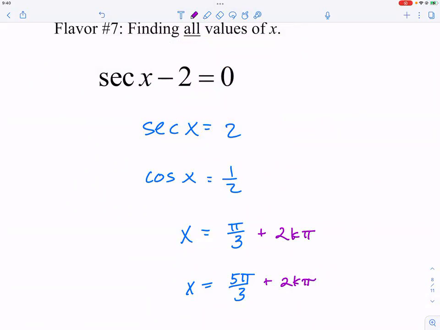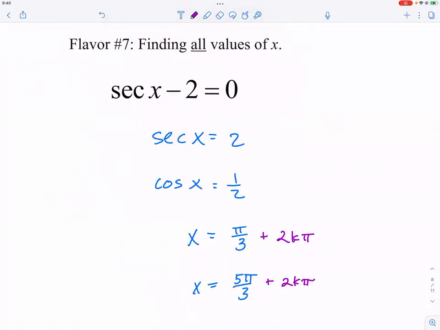So we just tack on 2k pi or 2 pi k, whichever one you prefer, to tell everybody that it doesn't matter how many revolutions you have, as long as you end with the same position, you get the same cosine x equals 1/2. Okay. So that you understand what it means to be asked to find all values of x.